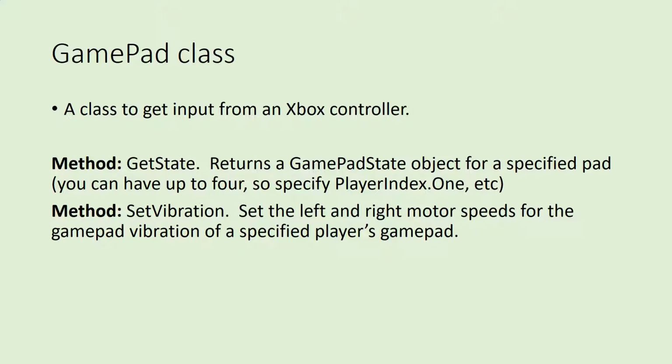Okay, we also have the gamepad class. The gamepad has a getState just like the keyboard, and it returns a gamepad state object. You need to tell it which player. So if you do for instance GamePad.GetState(PlayerIndex.One), then it would return the gamepad state for player 1. You can also set the vibration here for the left and right motors in the controller.